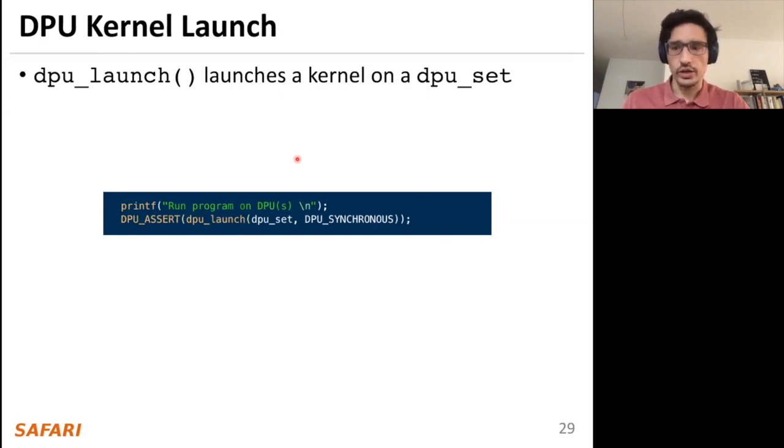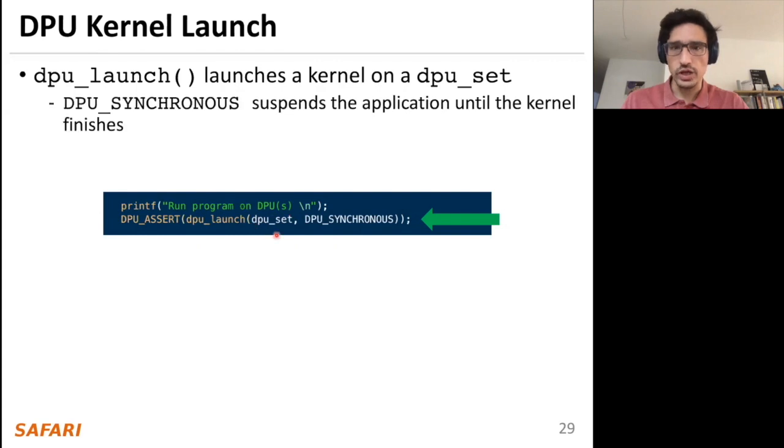Okay, and after we are done with the data in the MRAM, now we are able to launch the DPU kernel. So what we do is using this API, DPU launch, and we are launching whatever we loaded before with the DPU load operation. We launch the computation on this DPU set. And the way that we do this can be in two different ways, can be synchronous or can be asynchronous.